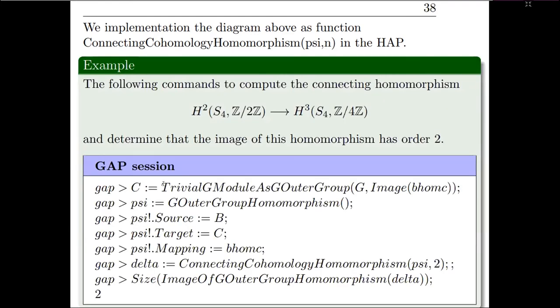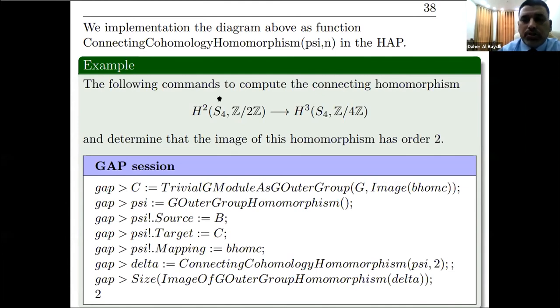And this is an example. The following command computes the connecting homomorphism from H2 of the symmetric group to H3. We determine that the image of this homomorphism has order 2. And in the same example above, we take the size of the image, because the size of the kernel is 2, and here it is equal.